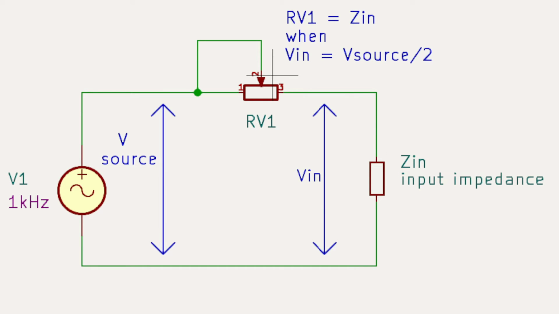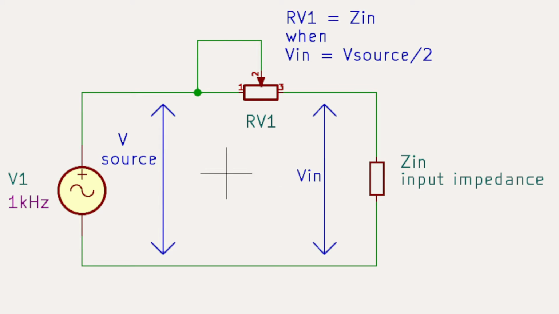Now as we move the wiper in this direction, we know that the impedance, or resistance here, is going to slowly increase. And what's going to happen is you've got a potential divider between this potentiometer and this resistance, or impedance as it is. It's not a resistor, it's an impedance. And what we're looking for is when the value of RV1 equals the value of the input impedance, then the voltage here will be exactly half of the voltage here.